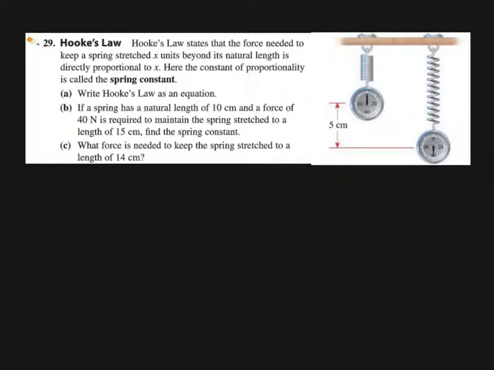So now we get into the application. And the first one we have here is Hooke's law. It states that the force needed to keep a spring stretched X units, and the key word is beyond its natural length, is directly proportional to X. Here the constant of proportionality is called the spring constant. So first off, I'm going to say that K is equal to the spring constant. Now back up here, it says that the force needed, and then there's a bunch of wording. So force needed to keep a spring stretched X units beyond its natural length is directly proportional. So force is directly proportional to X.